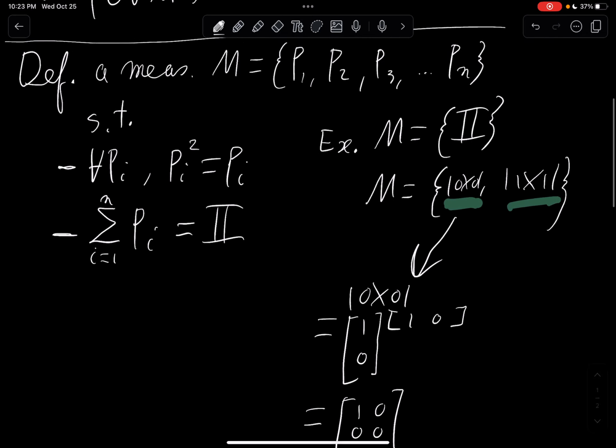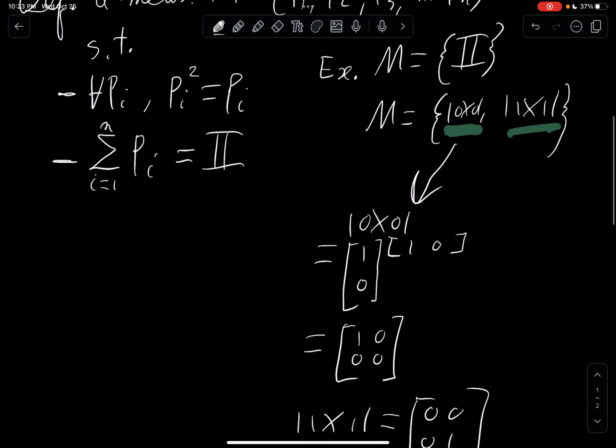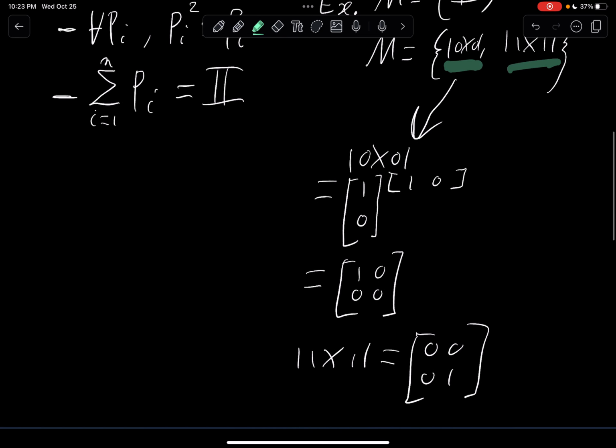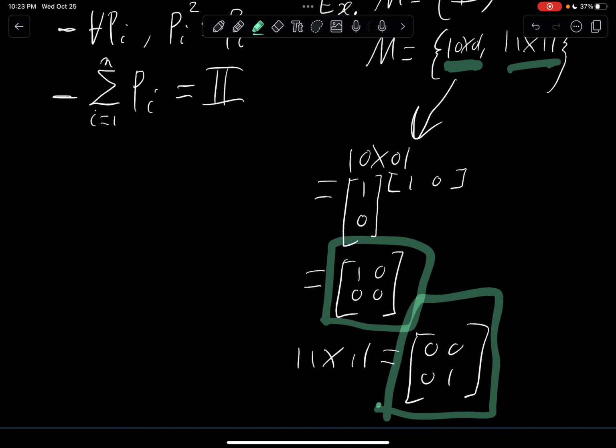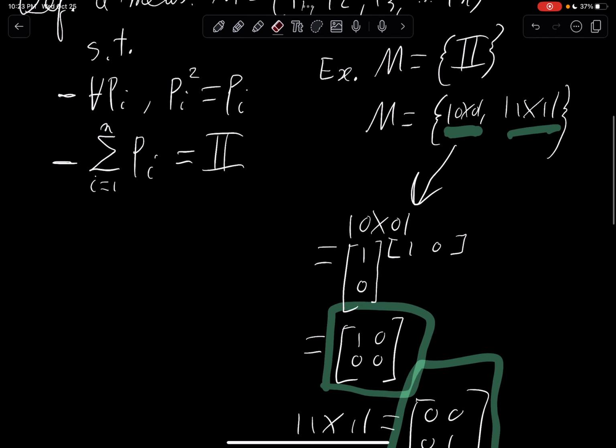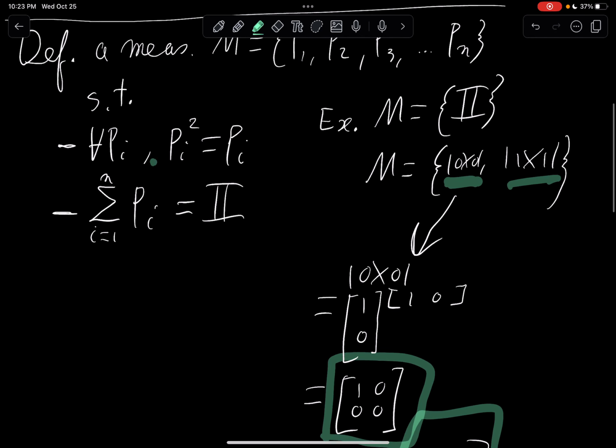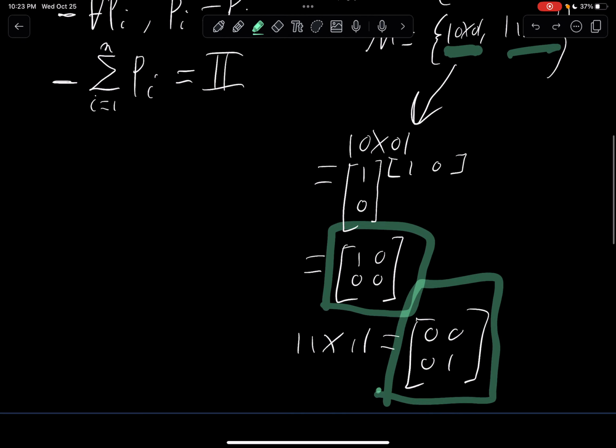Well, let's check the two conditions. You can check that if you square this matrix here, you get back itself. And same thing for this matrix here. You should double check that. So that gives us this condition here. And you can see that, well, if I sum these two, I get back the identity matrix.